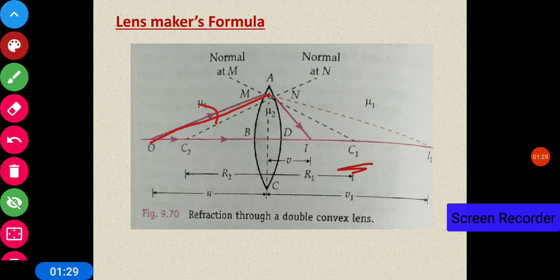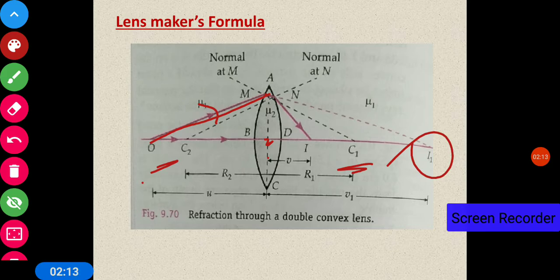The line joining C1 and the point of incidence is perpendicular to the surface ABC. So after refraction, the ray of light will bend. Mu2 is the denser medium, the medium of the lens, and mu1 is the refractive index of the medium in which the lens is placed. Mu1 is the rarer medium and mu2 is the denser medium. For the first surface, the ray of light is traveling from the rarer to the denser medium, so it will bend towards the normal and the image will form at point I1.